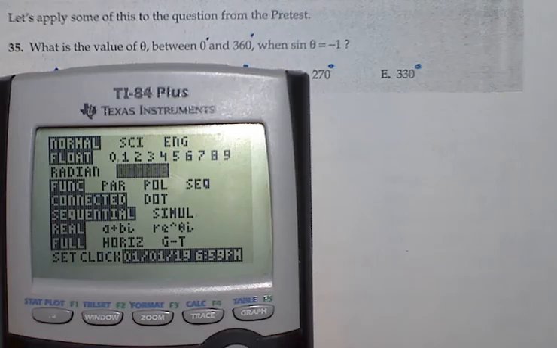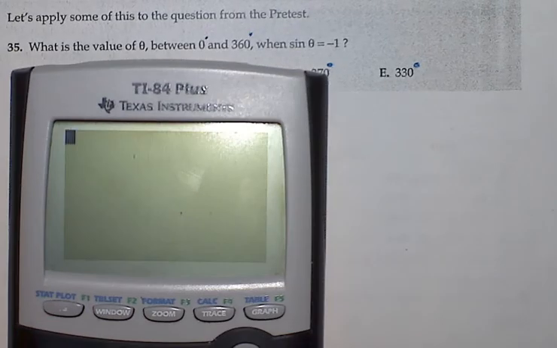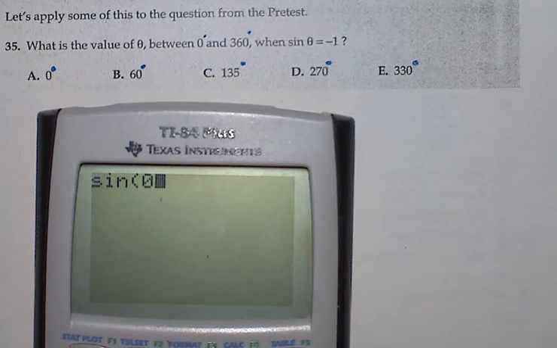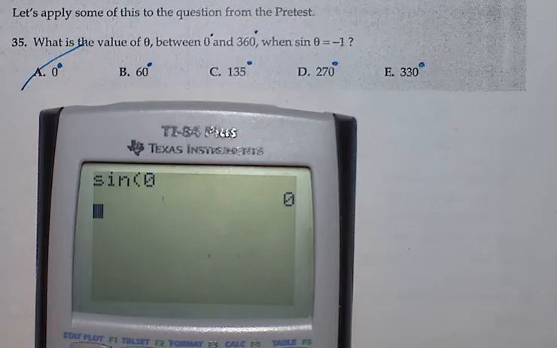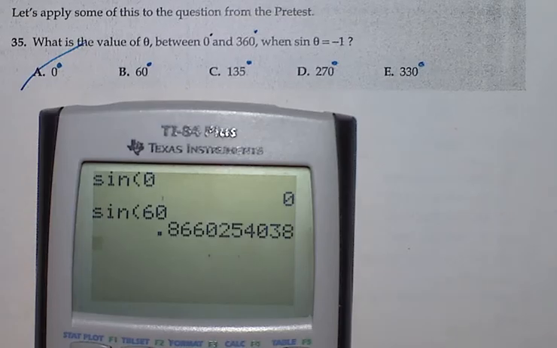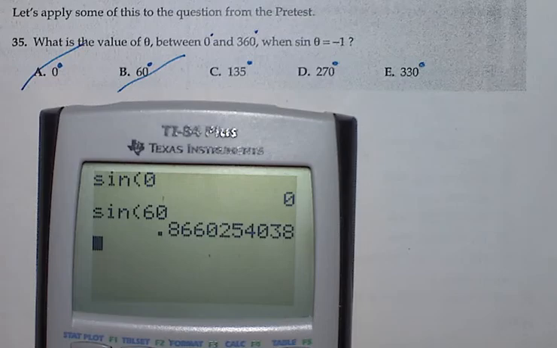You ready? Press clear. The key is you have to have it in degrees. Let's do sine of 0, press enter. Does it equal -1? Cross it out. Sine of 60. Not equal to it. Keep going, please, until you get the answer, and then check with your partner, but don't say it out loud.